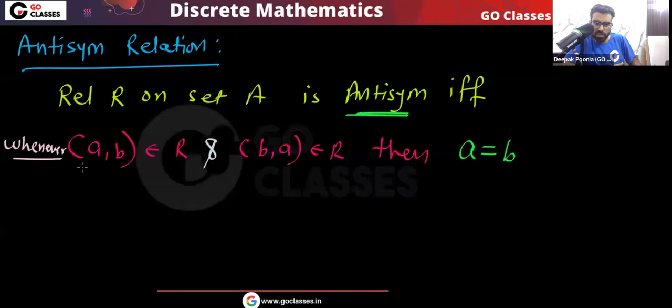So you can see it is given that R intersection R inverse is a subset of the identity relation. We need to prove that R is antisymmetric. To prove that, let's start with: let (a, b) belong to R and (b, a) belong to R. We are assuming that (a, b) and (b, a) both belong to R. Now we need to prove that a will be equal to b.